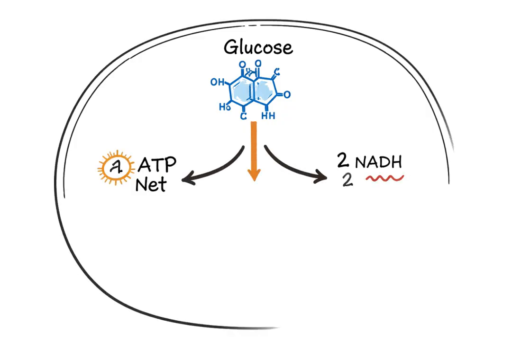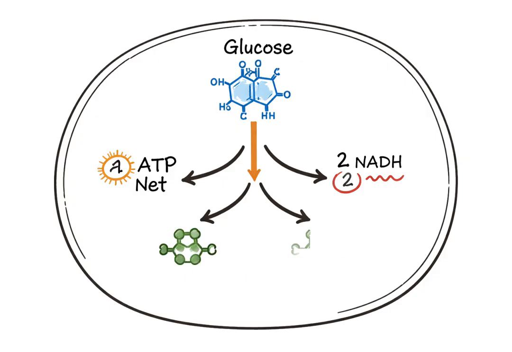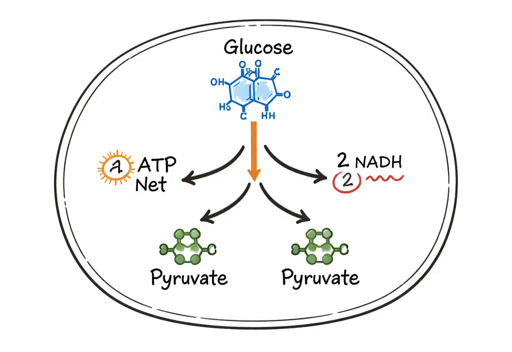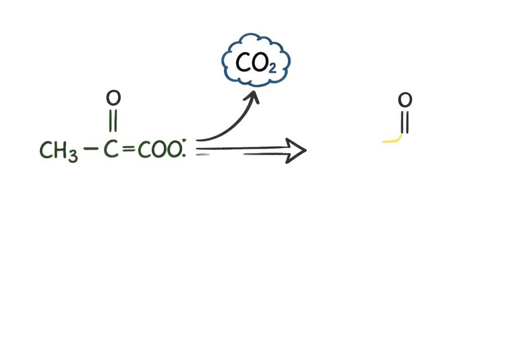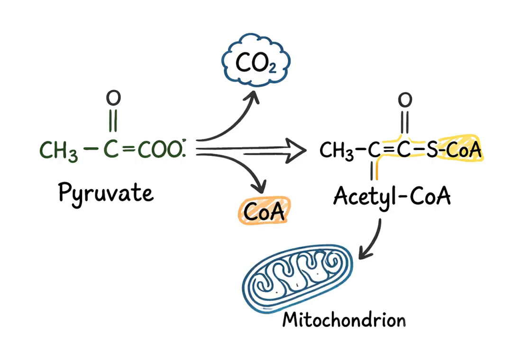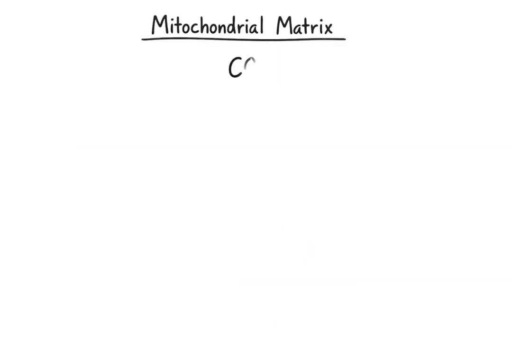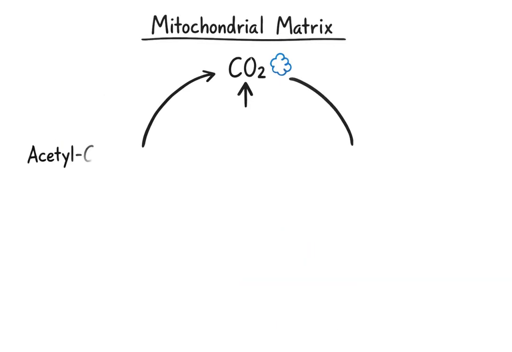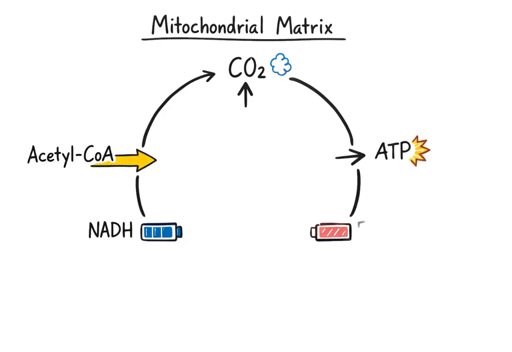It breaks down one glucose molecule into 2 pyruvate molecules, yielding a net of 2 ATP and 2 NADH molecules. Before the next stage, pyruvate undergoes pyruvate oxidation. It's converted into acetyl-CoA, releasing a carbon dioxide molecule and producing more NADH. The citric acid cycle, or Krebs cycle, takes place in the mitochondrial matrix. Acetyl-CoA enters the cycle, producing ATP, CO2, and electron carriers NADH and FADH2.